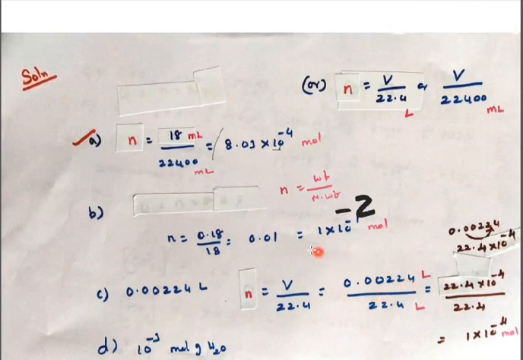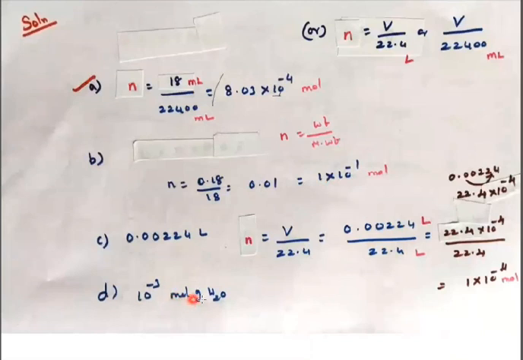4. When you keep the point in the anti-clockwise direction, it is a minus. If you keep the point in the clockwise direction, it is a plus. So after 2 decimals, we keep the point here, so 10 to the power of minus 2. Here after 4 decimals we keep the point, so 10 to the power of minus 4. The 22 cancels, giving 1 into 10 to the power of minus 4 mole.